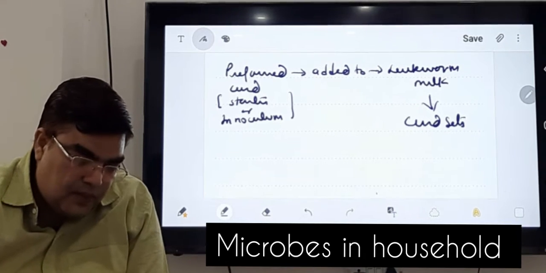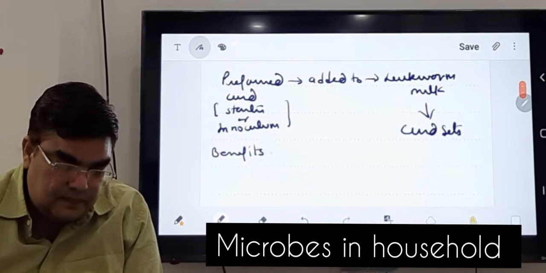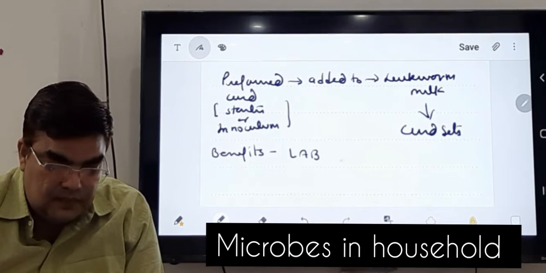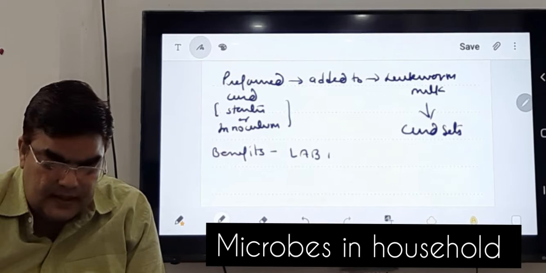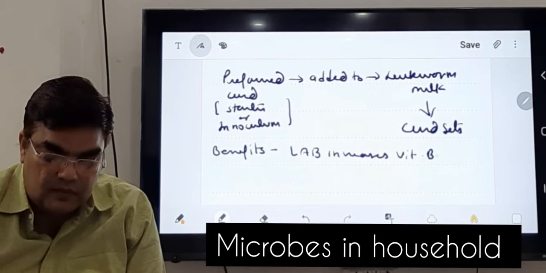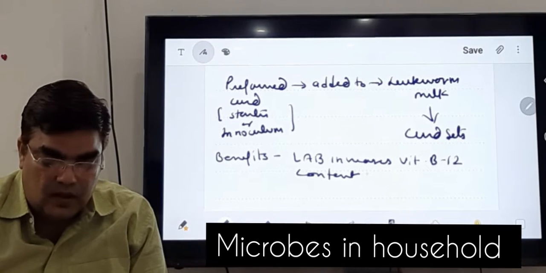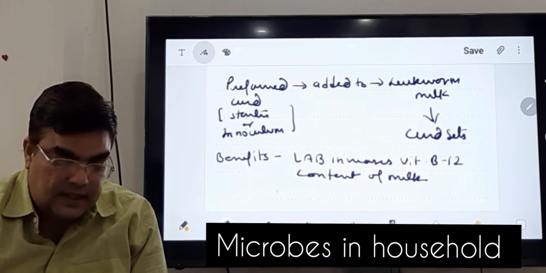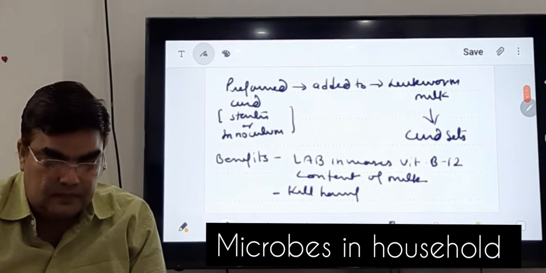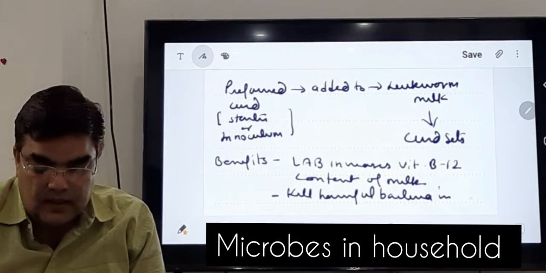So what is the benefit of curd? You can say LAB increases vitamin B12 content of milk. Second, it kills harmful bacteria in stomach.